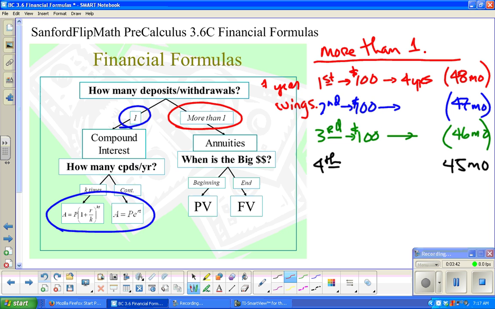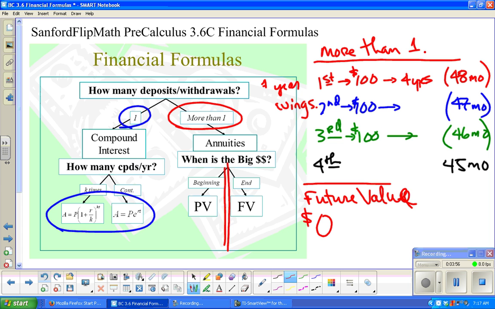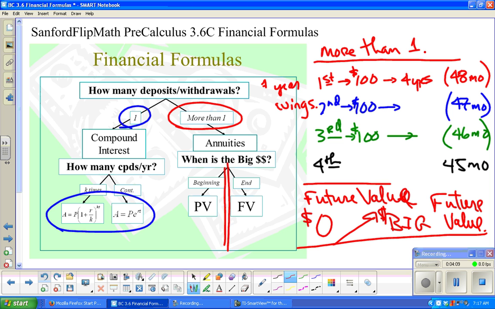Then you have to make a decision: when is the big money? The situation we were just talking about is considered a future value situation, because you start with zero money and it grows to the big money, however much you're saving up. So this is called a future value. The big money is in the future.